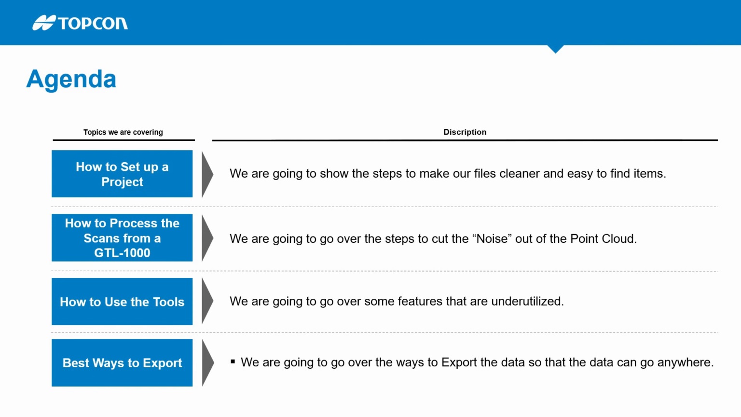Here's our agenda. I want to show you guys how to set up a project, make it easy and a one-stop shop for everything. Process our scan data. Basically, how can we help get rid of the noise out of the scan data? And then we're going to go over the tools, like creating distances, creating points, polylines, polygons, things like that. And then the next thing, the most valuable, is the best ways to export the data. Let's go ahead and jump into Collage.